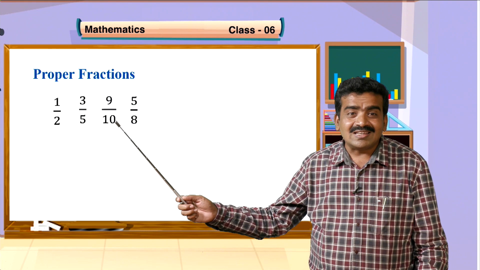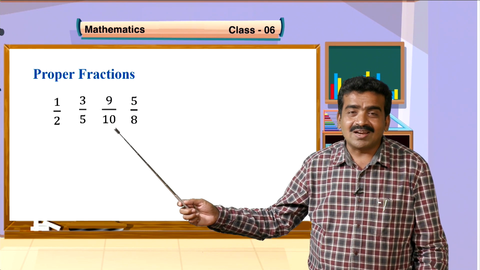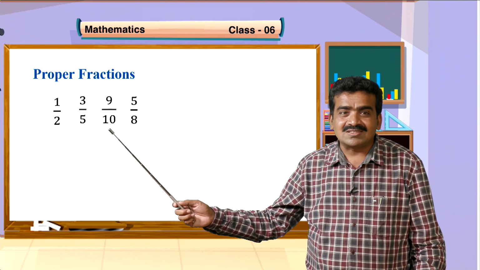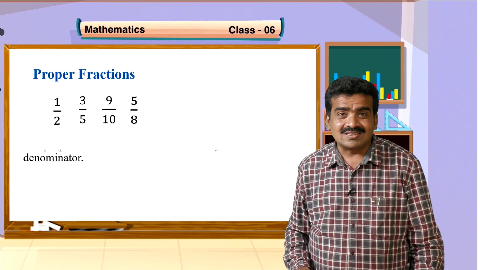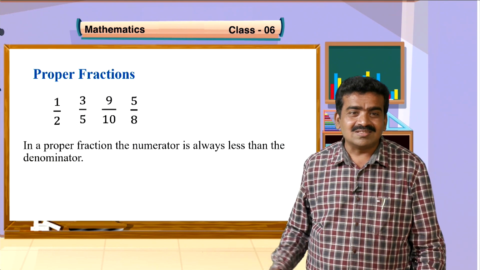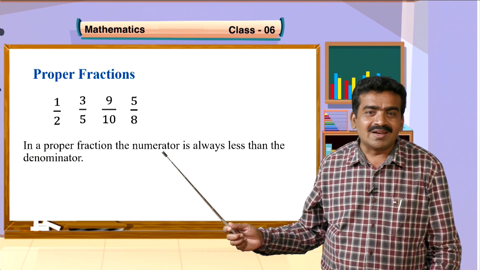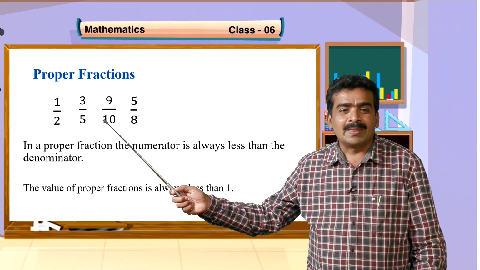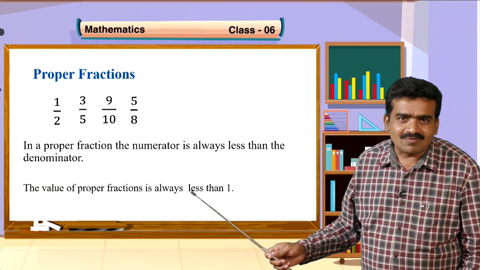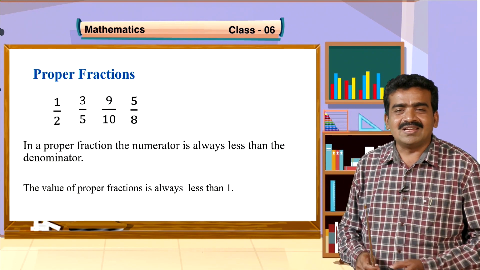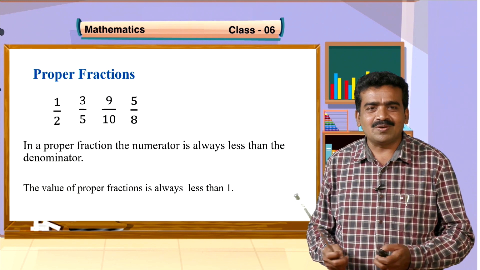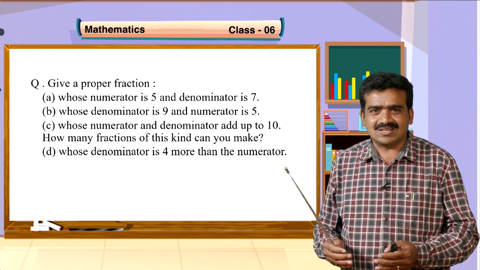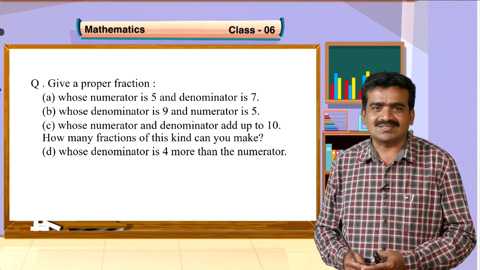If the fractions are like this, if the value of the numerator is lesser than the denominator, then those kinds of fractions become proper fractions. What are proper fractions? In a proper fraction, the numerator is always less than the denominator, and also the value of a proper fraction is always less than 1. This is the important thing you have to notice about proper fractions. Now, there is a question related to proper fractions.